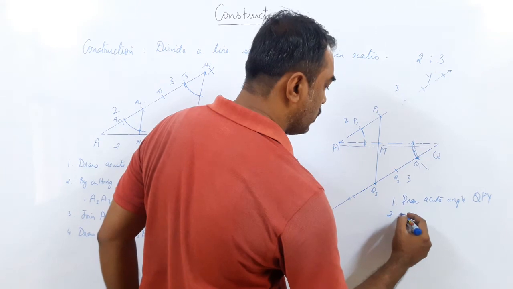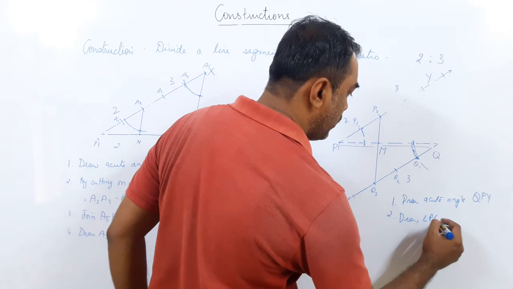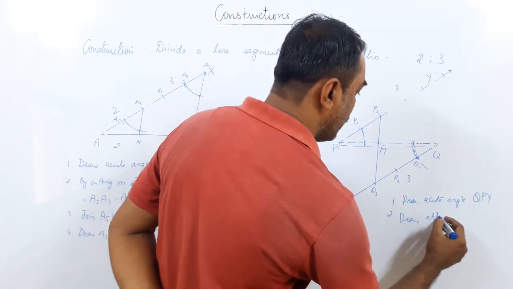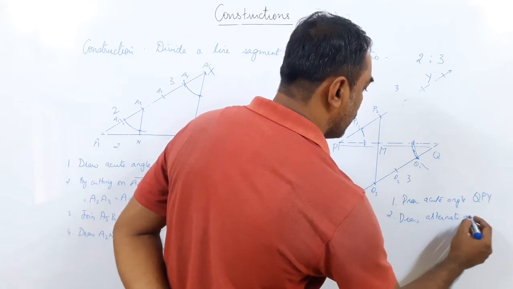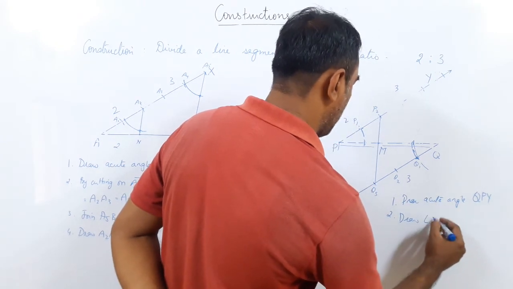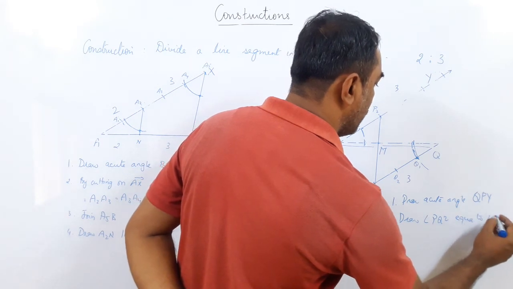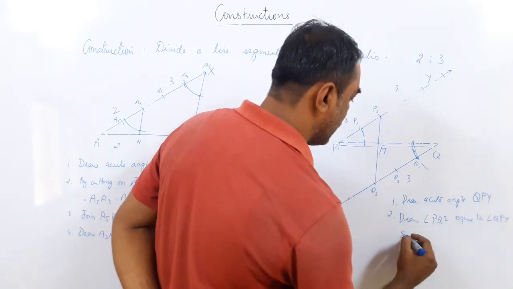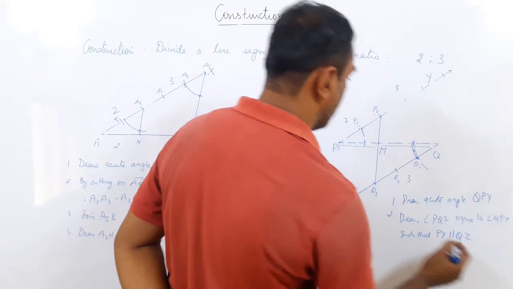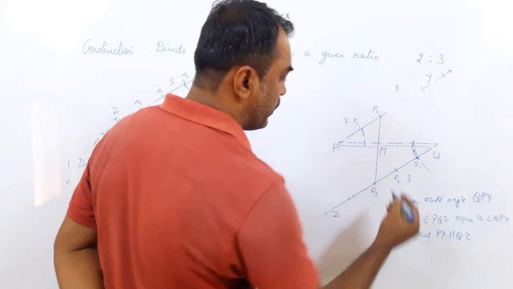In step 2, draw angle PQZ, or draw an alternate angle. Draw angle PQZ equal to angle QPY such that PY is parallel to QZ. So we draw angle PQZ, these both angles are equal, but the lines become parallel.